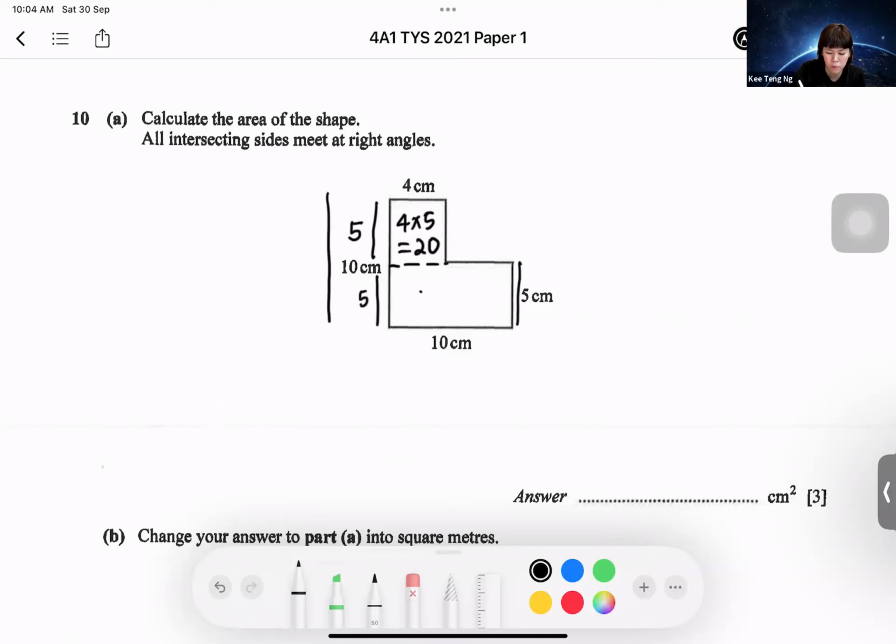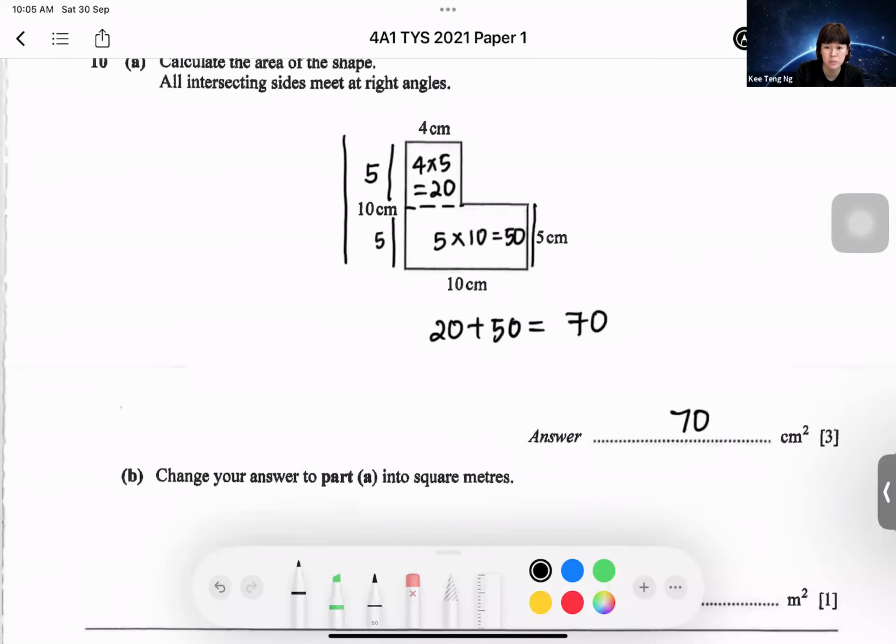That means this is 5 cm. The area over here will be 5 times the length 10. 5 times 10 is 50. So our total area will be 20 plus 50 to give me 70. Have you gotten the concept? Okay, so please be sure not to make careless mistakes, right?